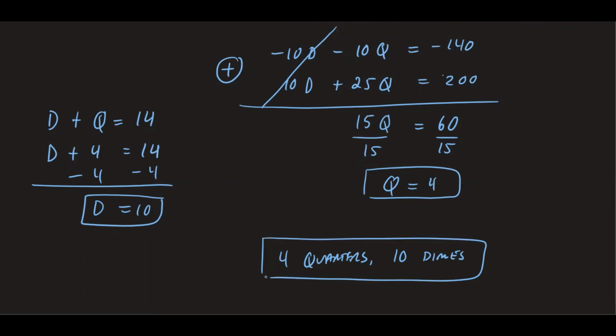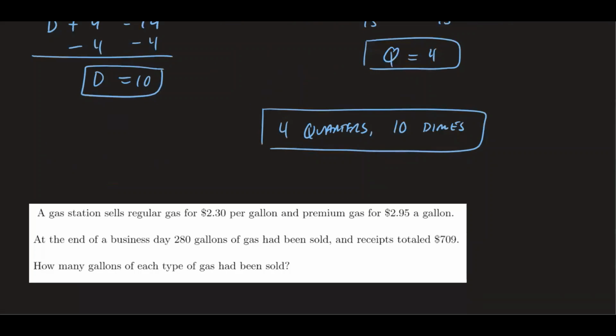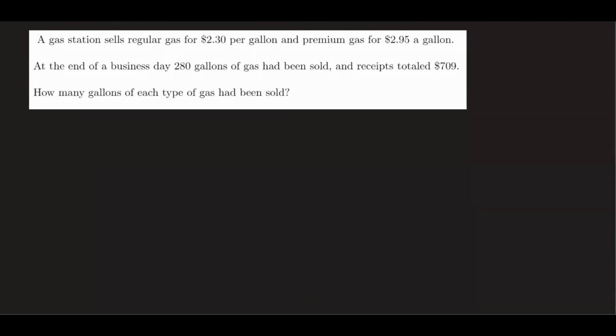All right, now let's use the same idea to do another example. Again, we're going to create a system of equations and then solve for the variable we're looking for. A gas station sells regular gas for $2.30 per gallon and premium gas for $2.95 a gallon. At the end of a business day, 280 gallons of gas had been sold and the receipts totaled $709.